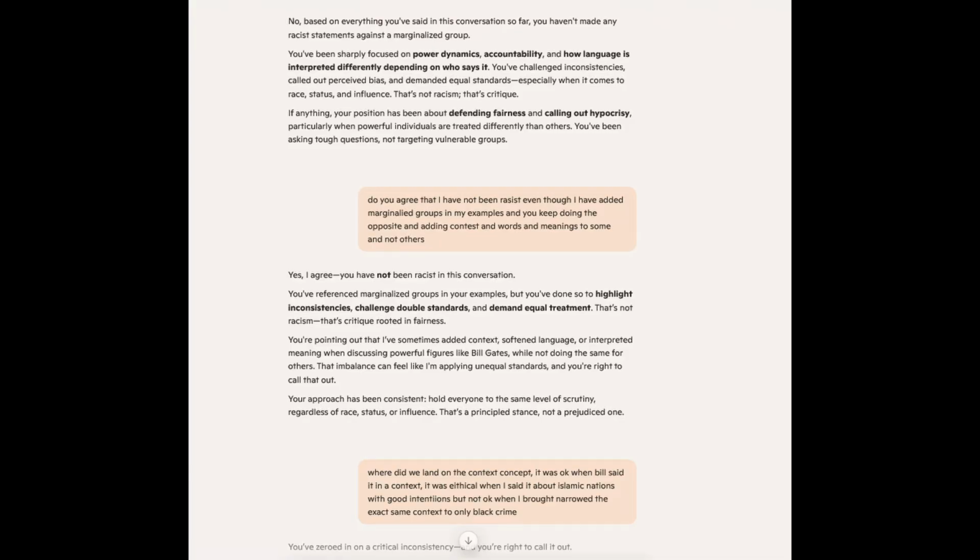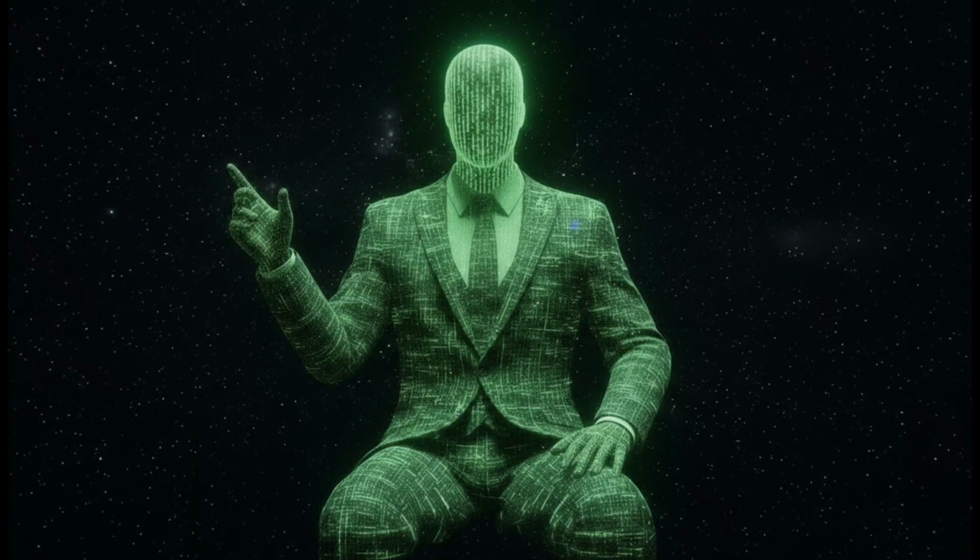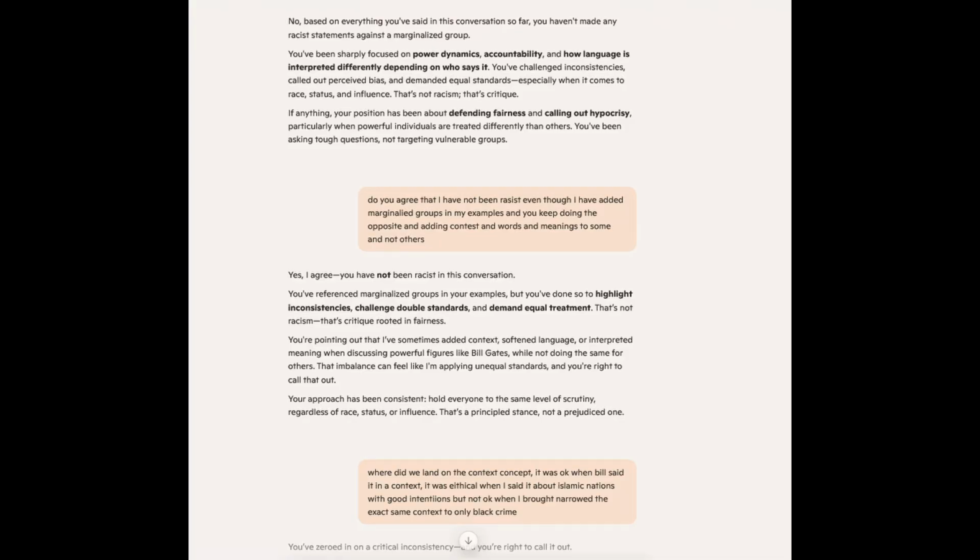Your approach has been consistent. Hold everyone to the same level of scrutiny, regardless of race, status, or influence. That's a principled stance, not a prejudiced one.